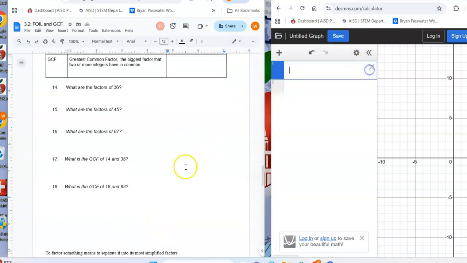So what are the factors of 36? So that is positive negative 1, positive negative 2, positive negative 3, positive negative 4, not 5, because I cannot do 36 divided by 5. I can do 6. And how do you go from there?